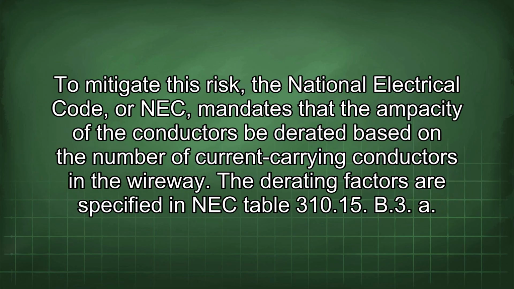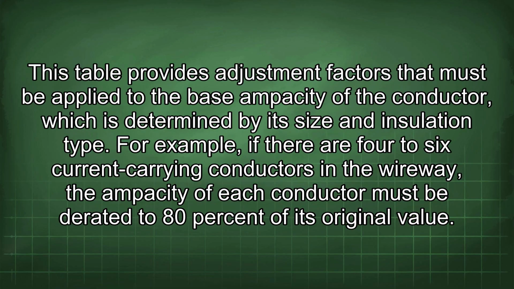addressed. To mitigate this risk, the National Electrical Code, or NEC, mandates that the ampacity of the conductors be derated based on the number of current-carrying conductors in the wireway. The derating factors are specified in NEC Table 310.15(B)(3)(a). This table provides adjustment factors that must be applied to the base ampacity of the conductor, which is determined by its size and insulation type.